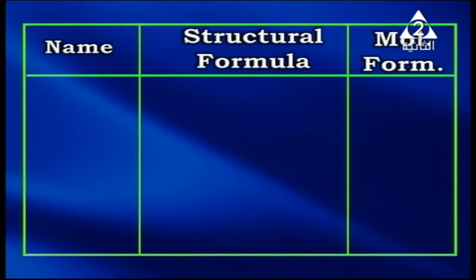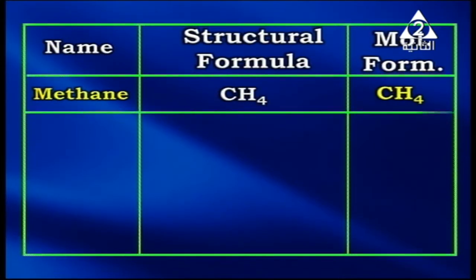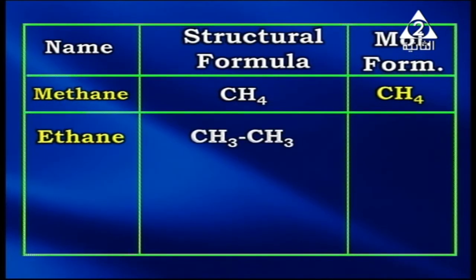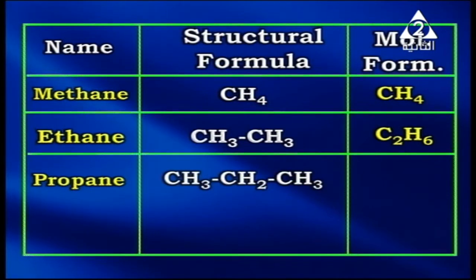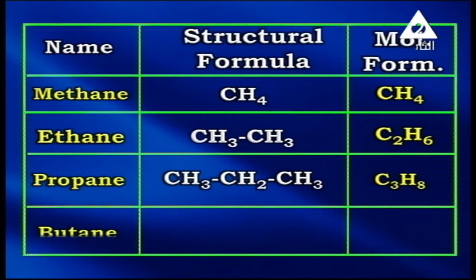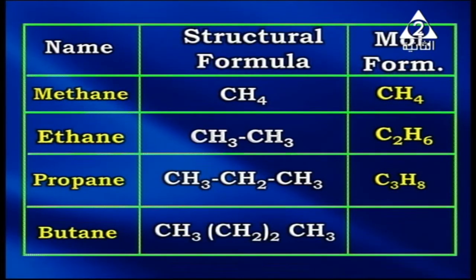The name, structural formula and molecular formula: methane, CH4. Ethane, CH3-CH3, or molecular formula C2H6. Propane, CH3-CH2-CH3, or molecular formula C3H8. Butane, CH3-CH2-CH2-CH3, and molecular formula C4H10.